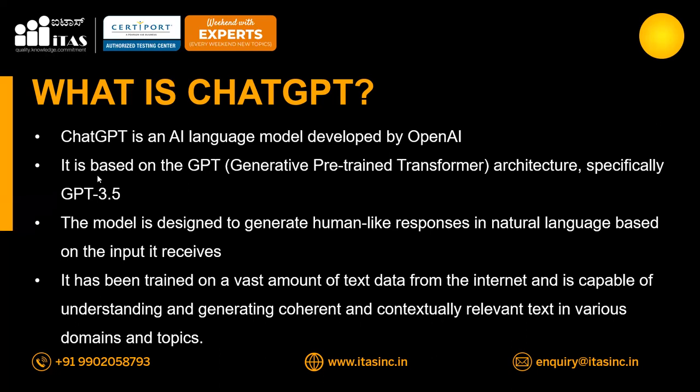It is based on GPT. So what is GPT? Generative pre-trained transformer. That is the architecture, and there is a version called GPT 3.5. Now what we have is 4. So it goes on with different versions, and they're trying to improve and add more features in this GPT. Chat is nothing but what we actually chat. GPT is generative pre-trained transformer.